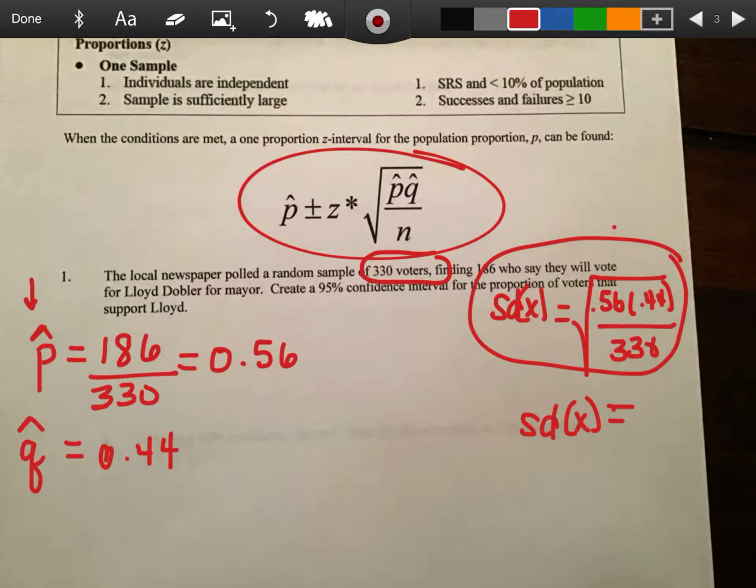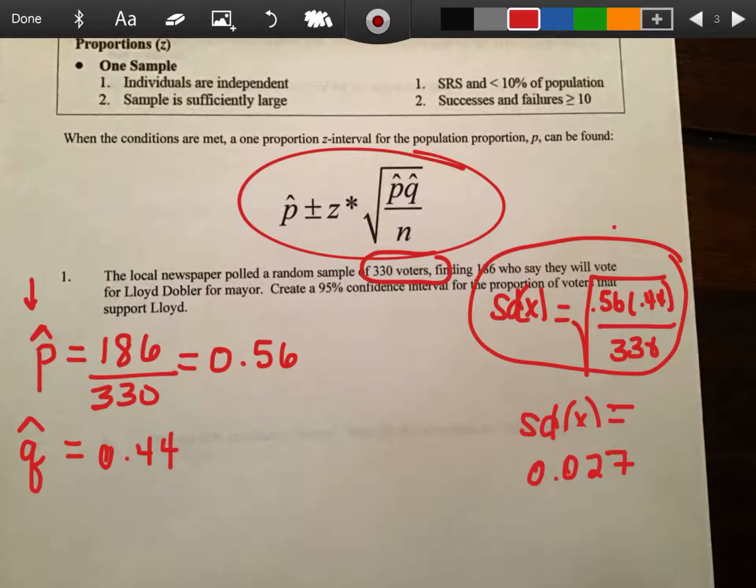And I know my standard deviation is 0.0273, so we're going to call it 0.027. So my standard deviation is 0.027.